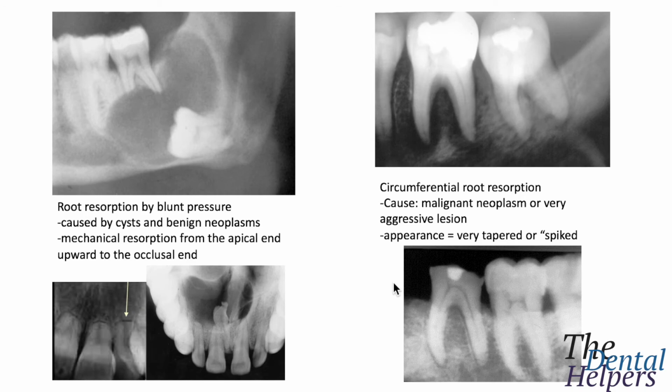You can also have circumferential root resorption. And if we think about what that means, it's going to be around the root, and we see that the root looks very spiky, and this is kind of indicative of circumferential root resorption.